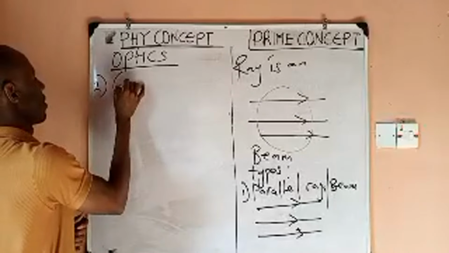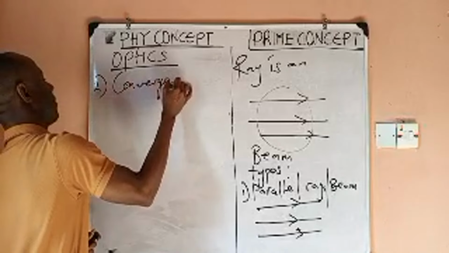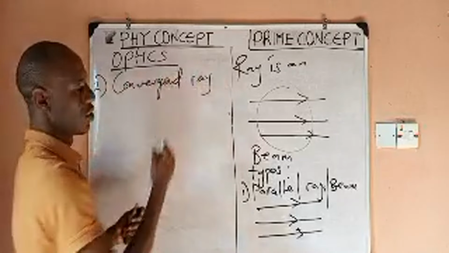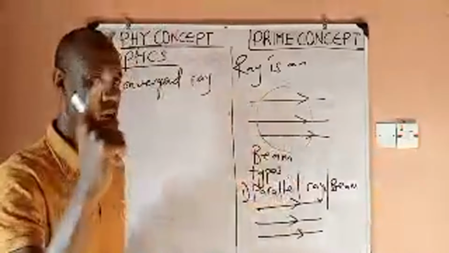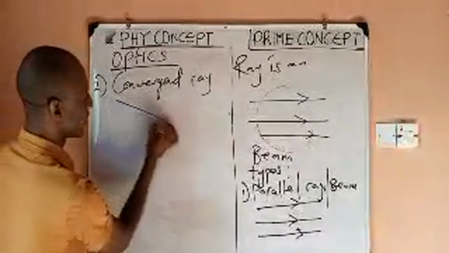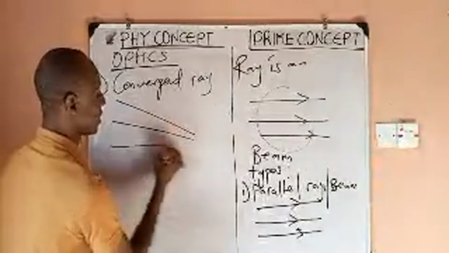Number two type of ray we have is convergent ray. You know what this would mean? Rays that meet at a point, convergent rays. So they meet at a point. And how do you differentiate this?